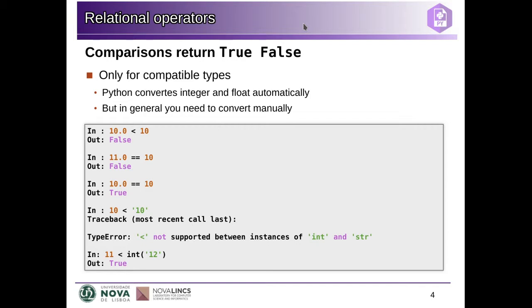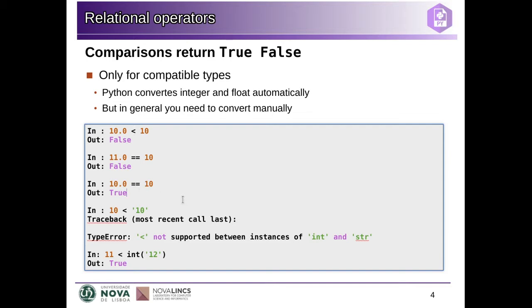These comparisons only work for compatible types. So in some cases Python does the conversion implicitly. For example, if you are comparing a floating point number to an integer, Python can do that and immediately converts and realizes that 10.0 is 10, even though these are different types of values. So this is an integer, this is a floating point number, but Python can tell that this is true, they are equal.